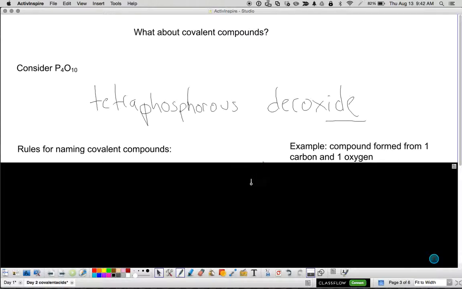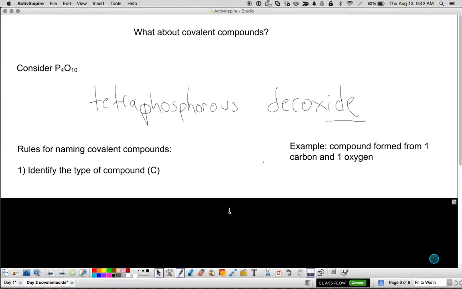Well, it's going to look a little similar to what we did last time, and you will start at the exact same place. Identify the type of compound, which for a covalent compound, we're just going to call C, because they're covalent. Okay, so if I'm doing this example here, a compound formed from one carbon and one oxygen atom, step one, identify the type of compound, C.